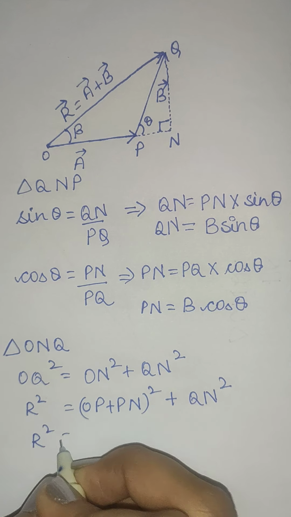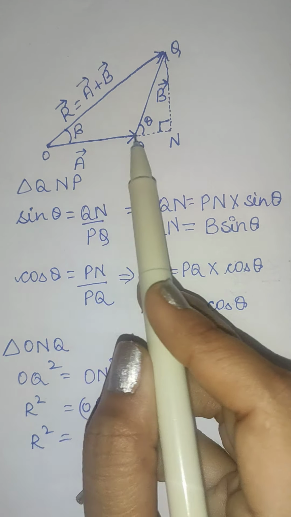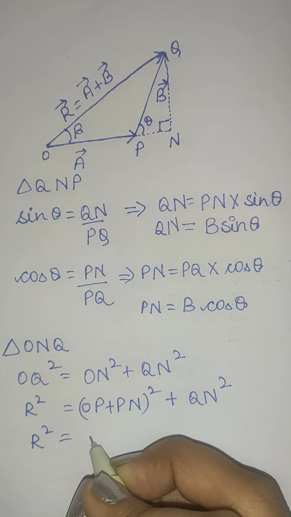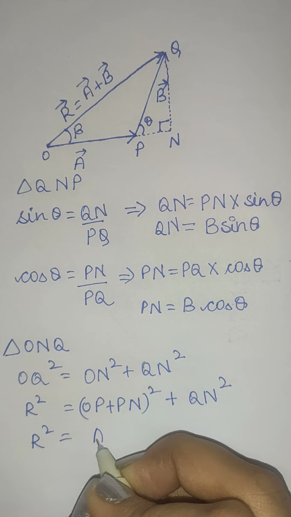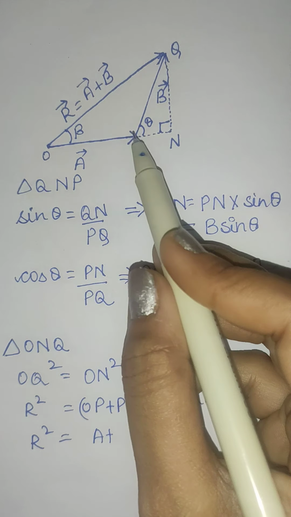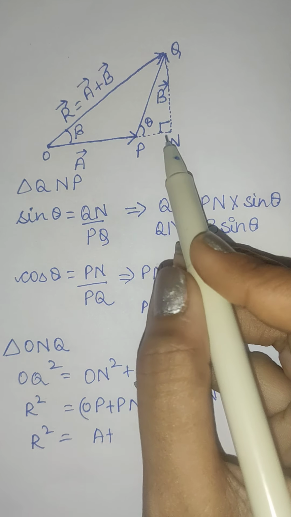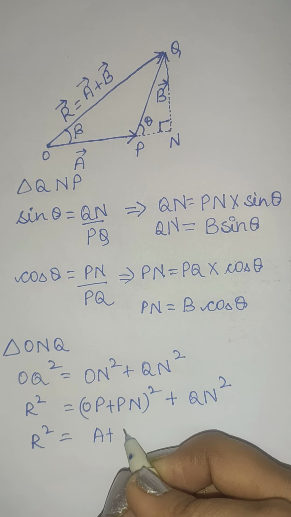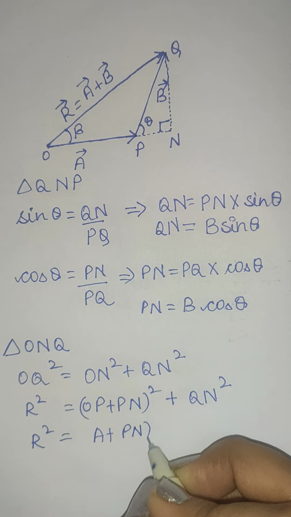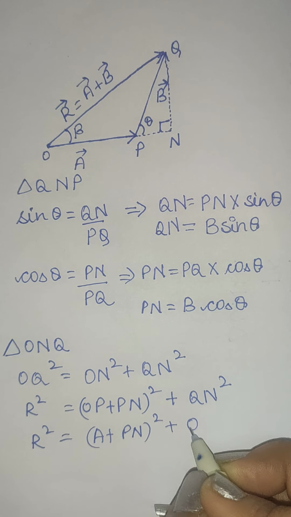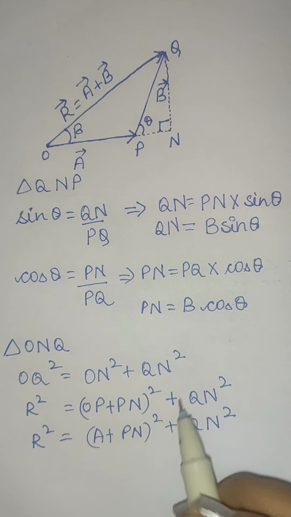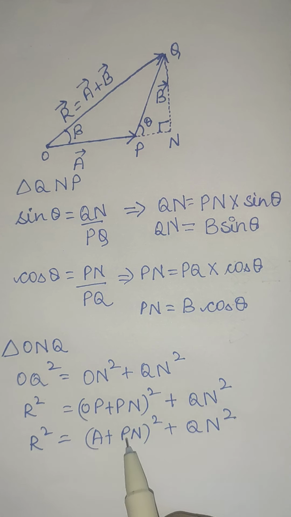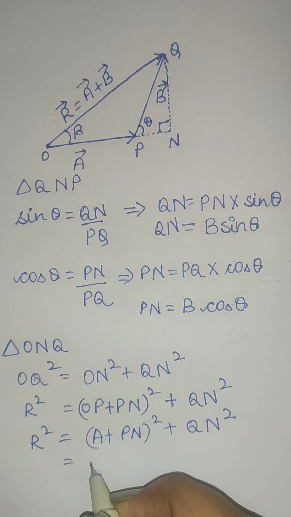Similarly, R square is equal to, now what is OP equal to? The magnitude of OP is equal to the magnitude of A vector, so it is A plus, and what is PN? I will just write it as PN for now, whole square plus QN whole square. Now PN is B cos theta and QN is B sin theta. So let us substitute it now in the equation.